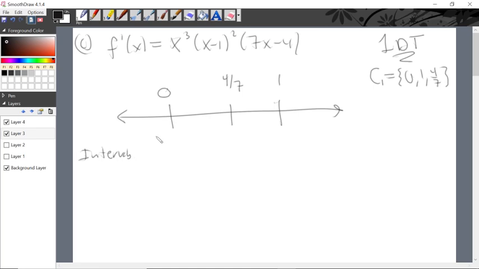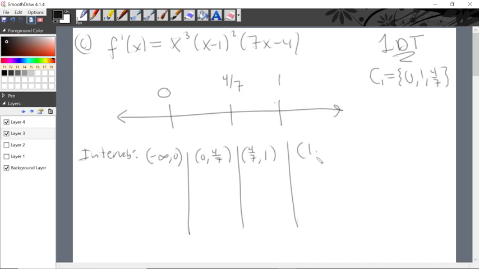The intervals for us to check are negative infinity to 0, then the open interval from 0 to 4/7, then the open interval from 4/7 to 1, and finally the interval from 1 to infinity. We are going to be testing the first derivative, f prime of x. We're not plugging in the critical numbers, we're plugging values in within those intervals themselves.